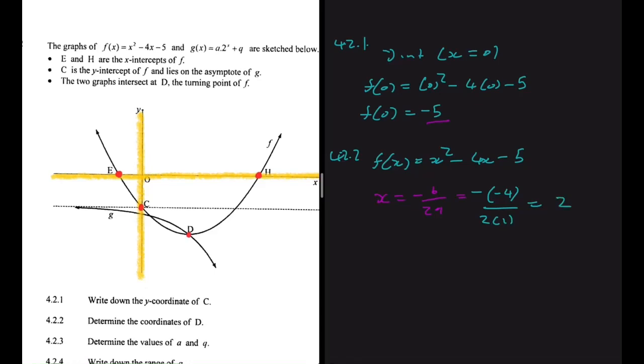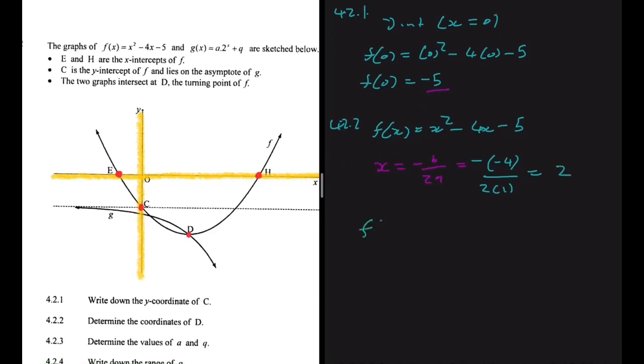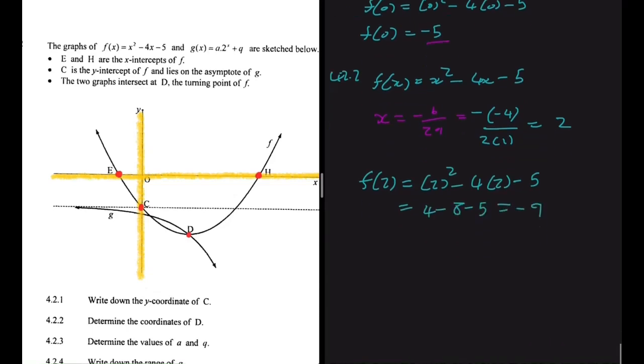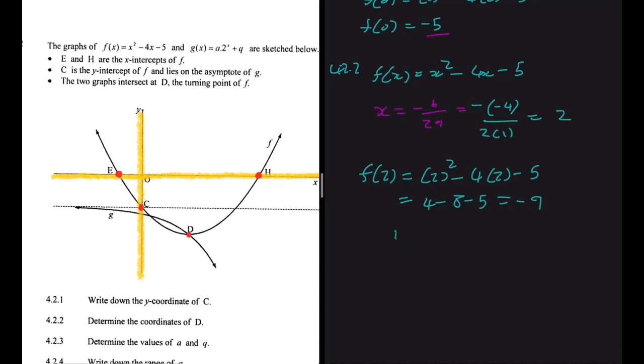Now that we have that 2 there, we're just going to substitute it in the equation f of x. F of 2 is equal to 2 squared minus 4 multiplied by 2 minus 5. So we have 4 minus 8 minus 5, and that should be equal to minus 9. So the coordinates of D: we have 2 for the x value and minus 9 for the y value. It's easy to see.